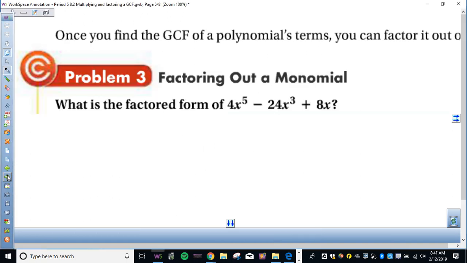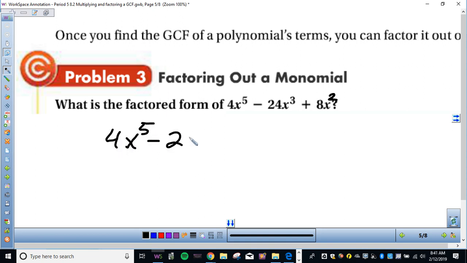All right, write this one down. How about we'll make it like the problem Taylor was talking about. We'll add a little x squared right there. So if I have 4x to the 5th minus 24x cubed plus 8x squared.